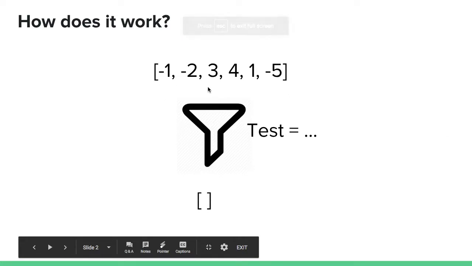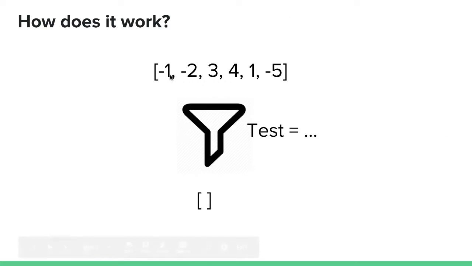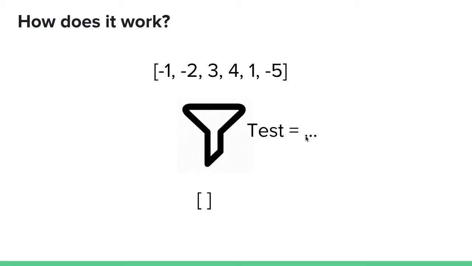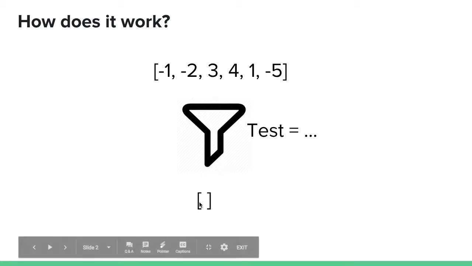So you've got an array of numbers here, and what you want to do is filter them and then return a new array. The test I've left blank at the moment, but say you wanted to return a new array of positive numbers, you'd want a test that tests whether each element in this array is a positive number or not. So it would take the first element, run it through that test, and then push it to that new array if it passes that test.